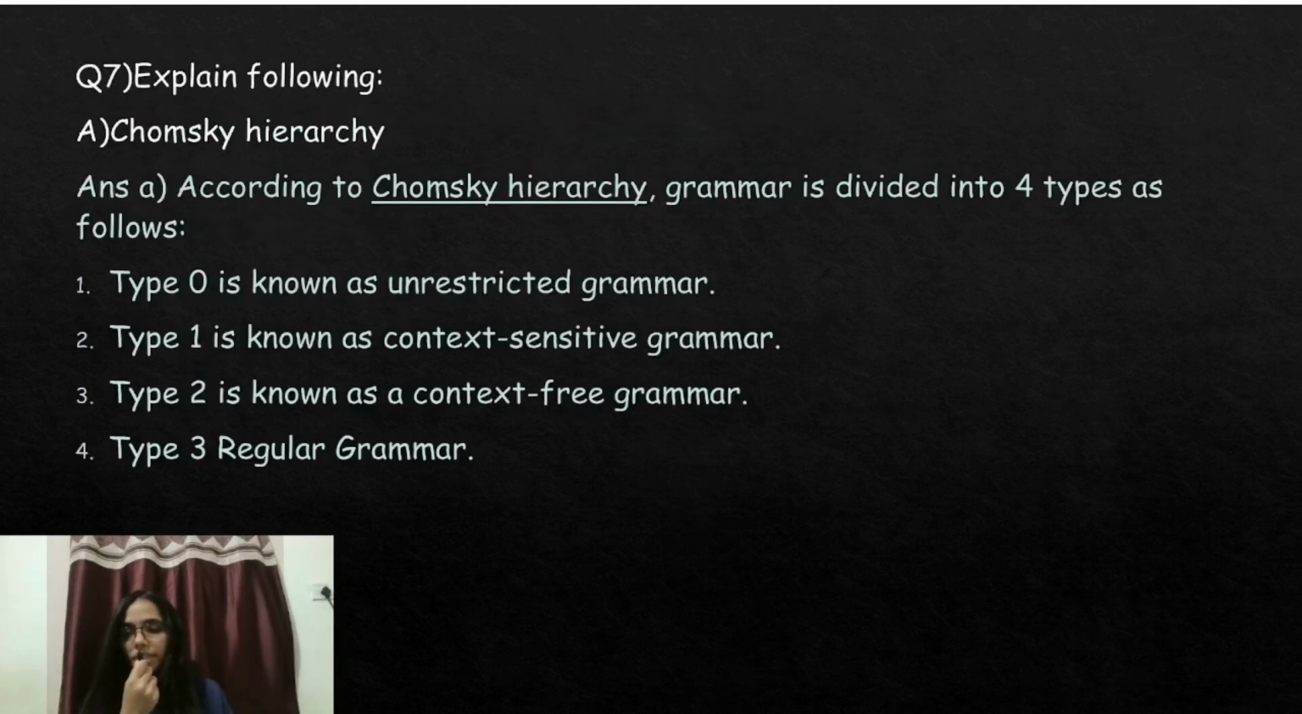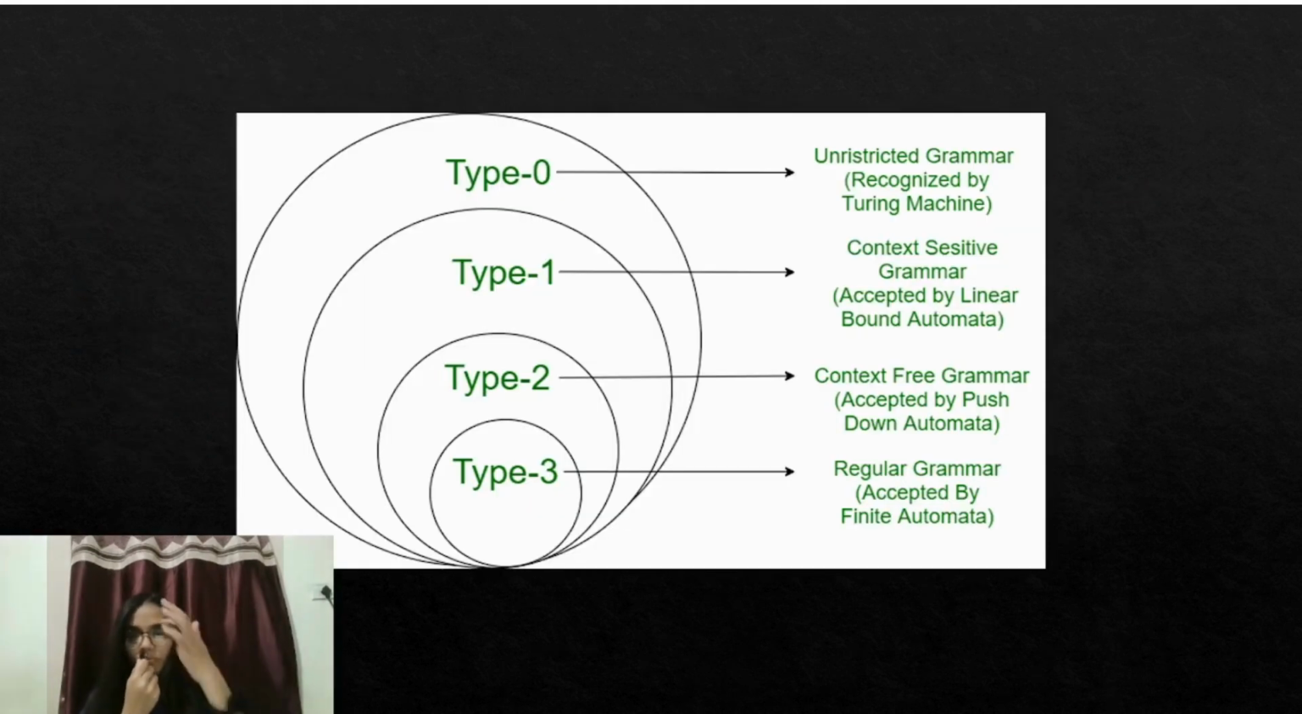In question number 7, we have to explain the following. Chomsky hierarchy. According to the Chomsky hierarchy, grammar is divided into four parts as follows. Type 0 is known as unrestricted grammar. Type 1 is known as context sensitive grammar. Type 2 is known as context free grammar, and type 3 is known as regular grammar. In the figure, you can see how the Chomsky hierarchy works: type 0 grammar, type 1, then type 2, and then type 3.